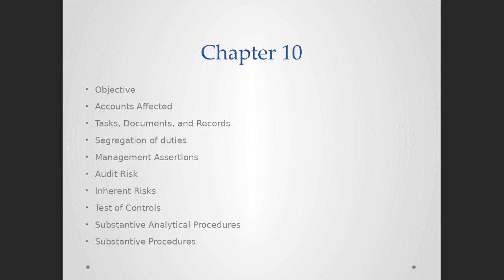And then we have discussed chapter 10, which we said is going to be like all the other chapters that will follow. There are 2 parts. One is what the client does, and the second part is what the auditor is supposed to do. So in that, we learned the objective of the revenue process, the accounts that were affected in the revenue process, the tasks, documents, and records that were used in the revenue process, and then the segregation of the duties and activities in the revenue process.